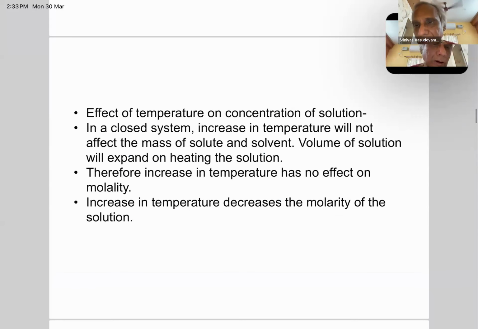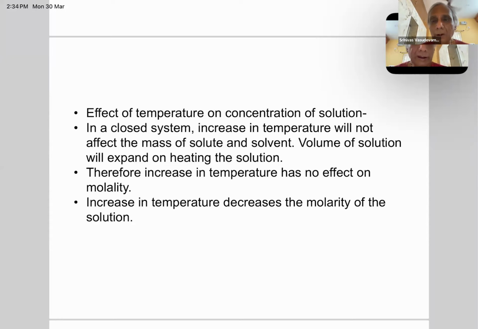Effect of temperature on concentration of solution. In a closed system, when the temperature is increased, mass does not change, but the volume of solution will expand here. Molality is number of moles of solute divided by mass of solvent in kilogram. So all mass terms are involved here. So molality does not change with the temperature.